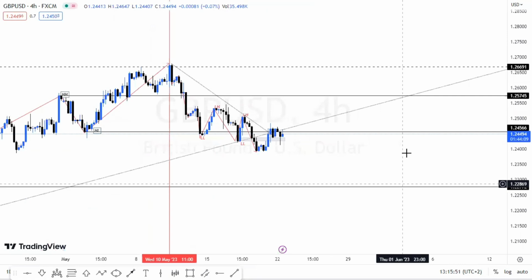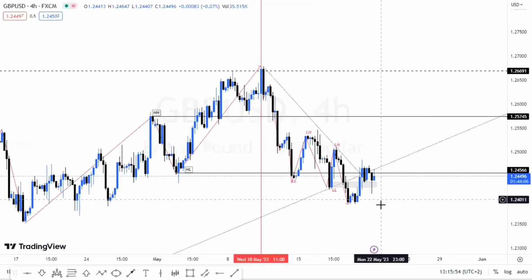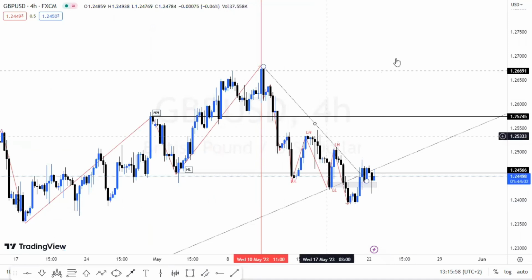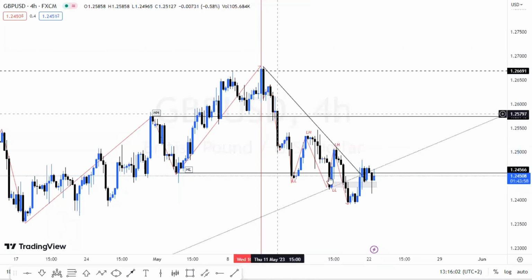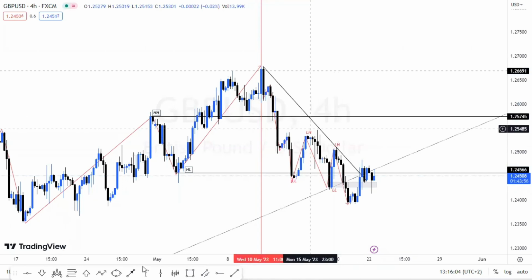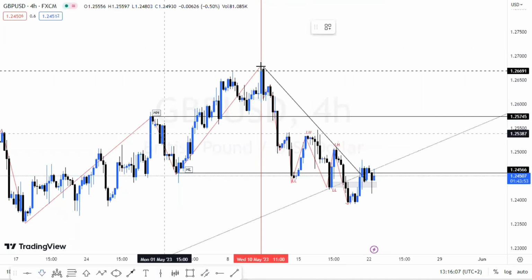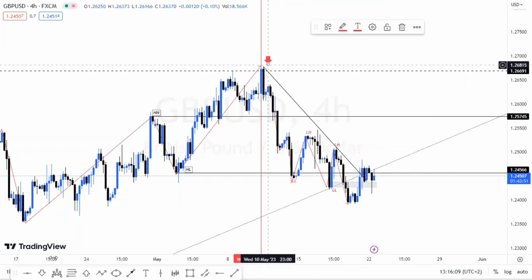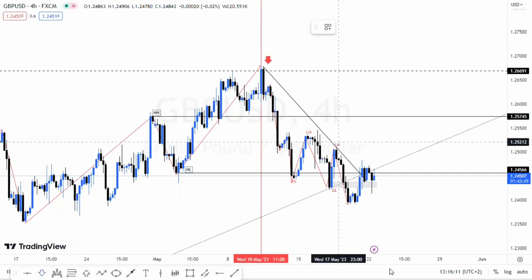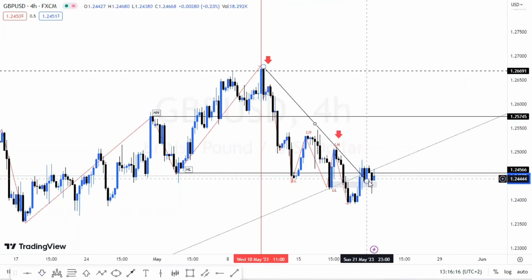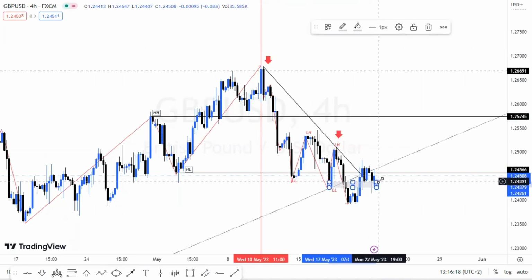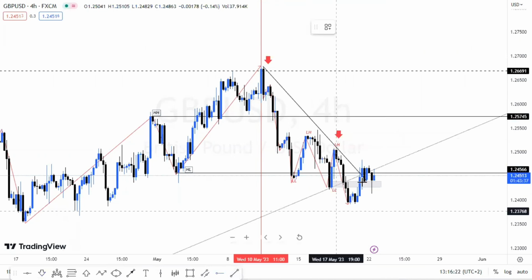But then at the same time, there is a pattern, right? This trend line right here cannot be ignored because price has been respecting it. First touch, second touch, the third touch, it broke. This looks like a retest, and there's some sort of support.